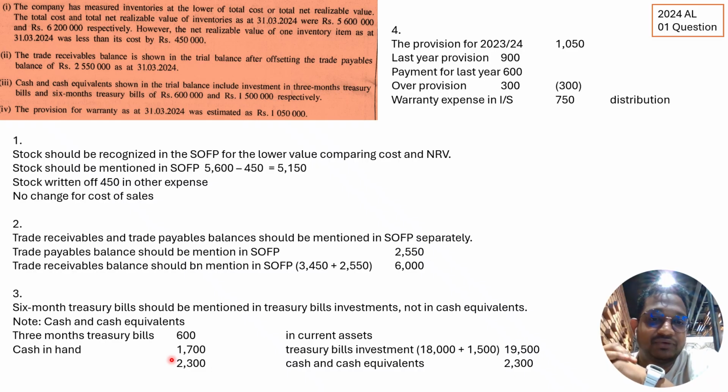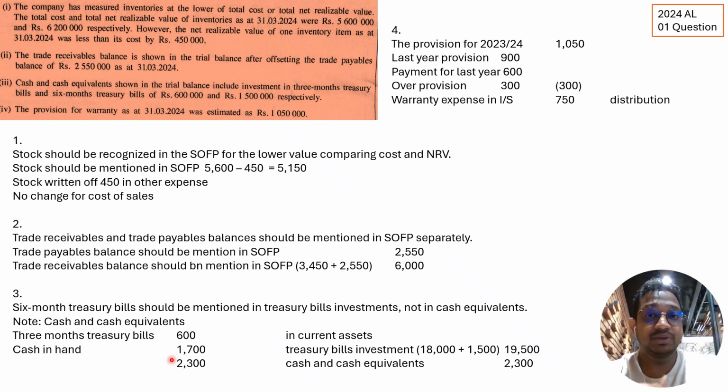The fourth one, the provision for warranty. For this year, they estimated 1,050, and the last year's provision in the trial balance is 900. In the trial balance, it says payment for last year is 600. Which means you made an over provision last year, but you can't go back and correct the financial statement of last year.